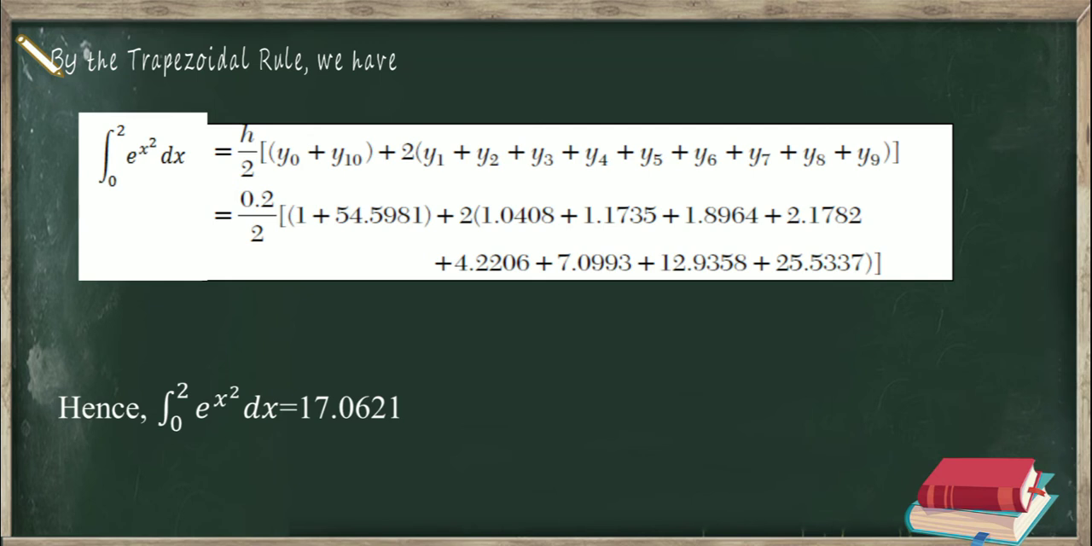So finally we get the answer, integration 0 to 2 of e raised to x square dx is equal to 7.0621. So in this lecture we saw what the trapezoidal rule is and how it works, and examples based on the trapezoidal rule.